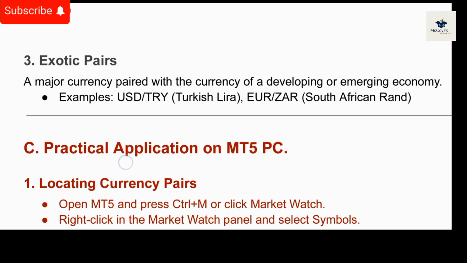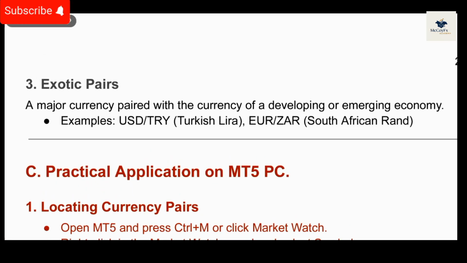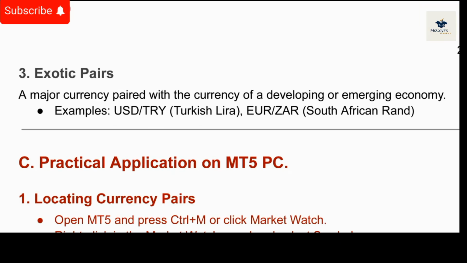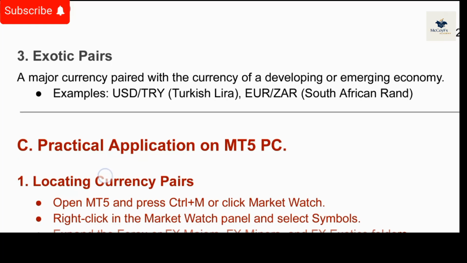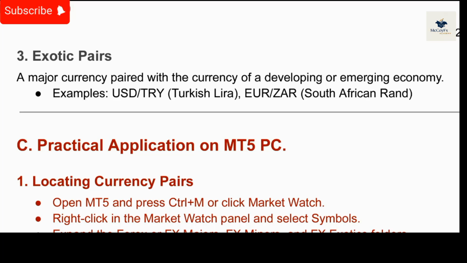Let's talk about the third one. We have the exotic pairs. These include a major currency paired with the currency of a developing or emerging economy. Examples: we have USD TRY, that is Turkish lira. We have Euro against the ZAR, that is South African rand. So if you can see, we have a major currency paired with a developing currency.